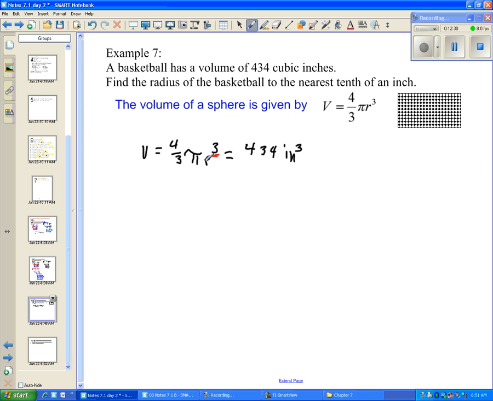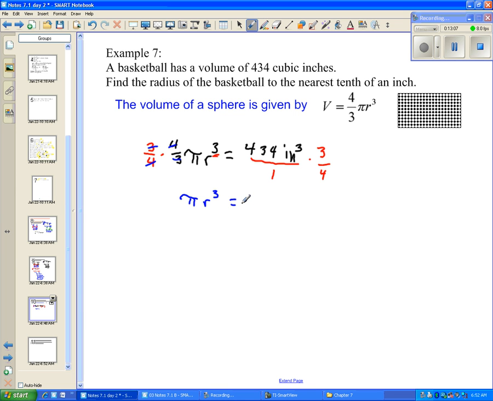The first thing that I want to do is clean this up just a little bit. I'm going to get rid of this 4/3 by multiplying by its reciprocal, 3/4. What I do to one side, I do to the other, multiply by 3/4. I'm going to think of this as over 1 so that I can reduce. On my left side, my 4's cancel, my 3's cancel, so I'm left with pi r cubed.